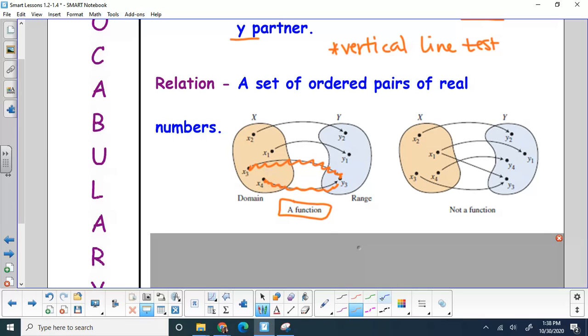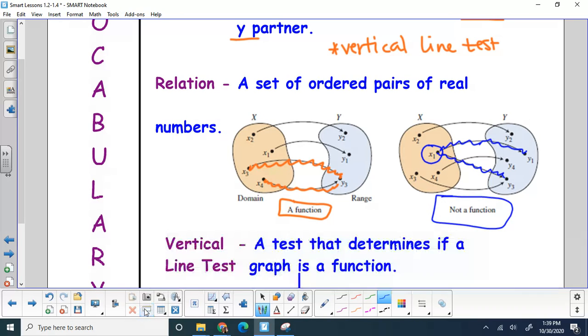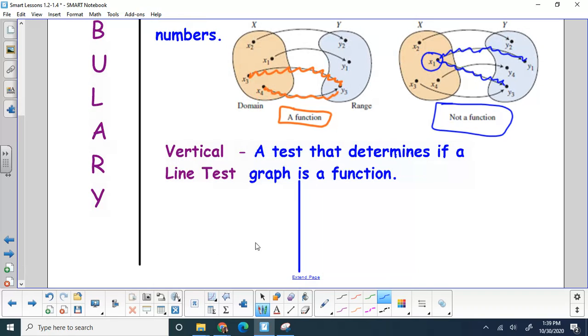The situation where it becomes not okay is if I have an x value that pairs up with two different y values. In this case, this x coordinate has two y partners, and that is what makes it not a function. Okay. Now, as we said before, we have this thing called a vertical line test.